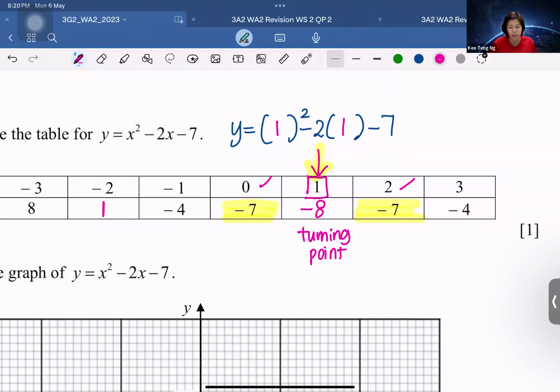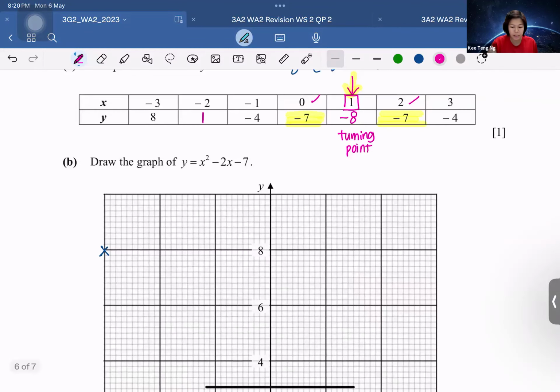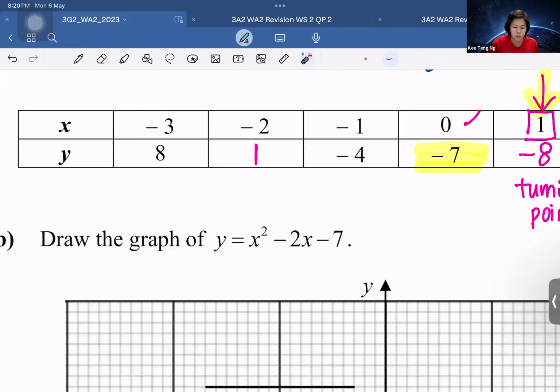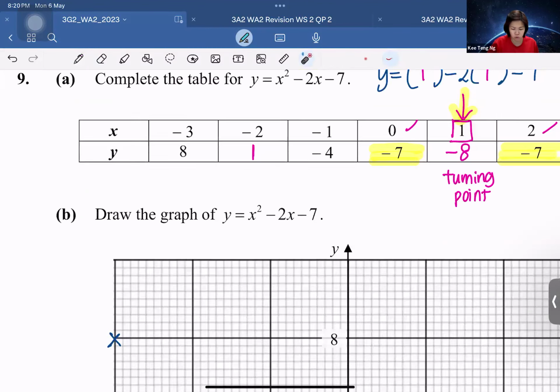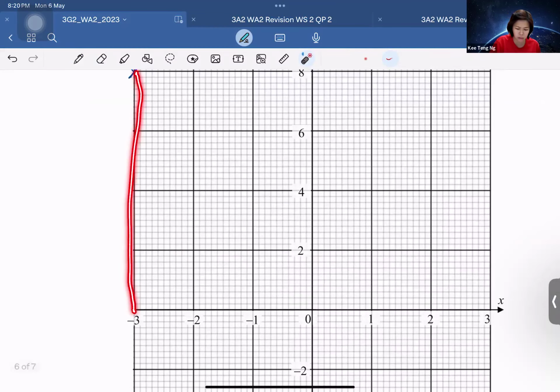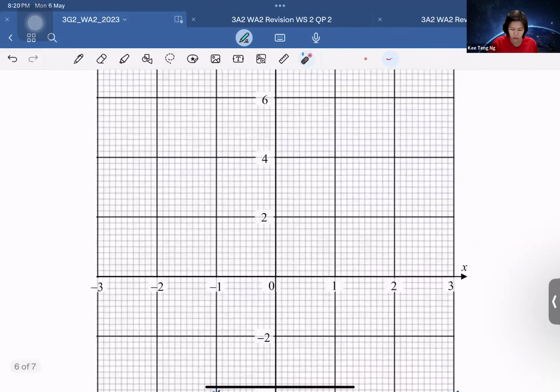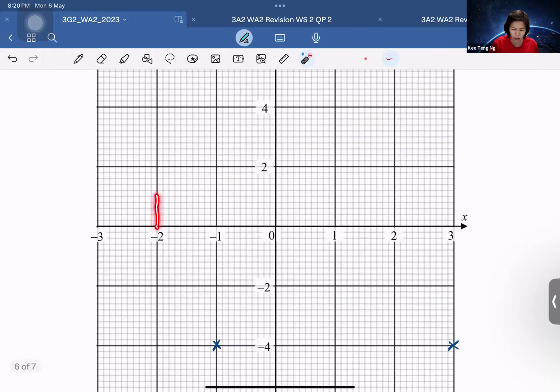Okay, so the teacher has very nicely given you the graph points that you can plot properly. Next, we're going to plot the points. First point, -3, 8. So I plot -3, then go up to 8 over here. Next one, -2, 1. I have to go 5 squares. Let me count. 1, 2, 3, 4, 5.